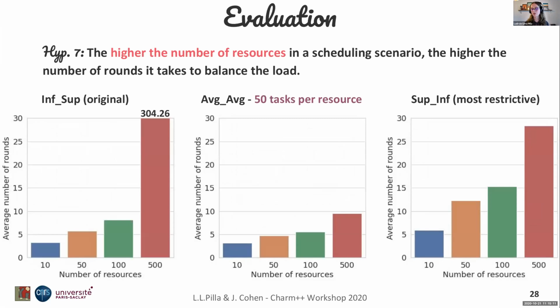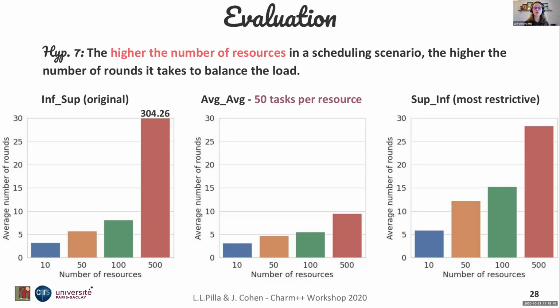Finally, the last hypothesis is that the higher the number of resources in a scheduling scenario, the higher the number of rounds that we're going to take to balance the load. This may be counterintuitive if we think about the complexity of the convergence for an epsilon Nash equilibrium, which was only related to the number of tasks. But we would think that by having more resources, it may be harder to find a resource that will receive a task. And this is kind of what we're seeing here.